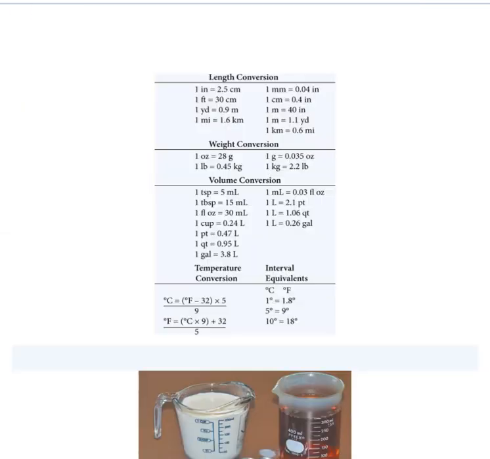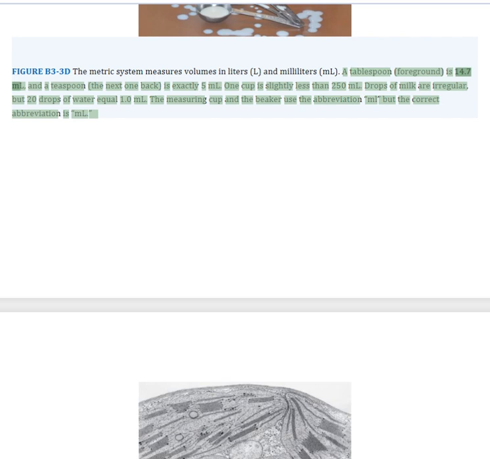Figure 3.25. The metric system measures volumes in liters and milliliters. A tablespoon is 14.7 milliliters, and a teaspoon is exactly 5 milliliters. One cup is slightly less than 250 milliliters. Drops of milk are irregular, but 20 drops of water equal 1 milliliter. The measuring cup and the beaker use the abbreviation ml, but the correct abbreviation is mL.